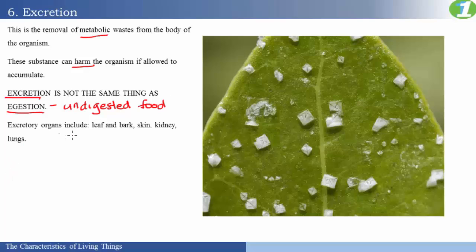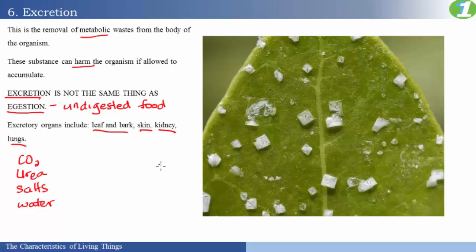Now, some excretory organs include the leaf and bark of plants, the skin, the kidneys, and the lungs of animals, right? And some waste substances include carbon dioxide, urea in animals, salts, water, and there are many, many more.